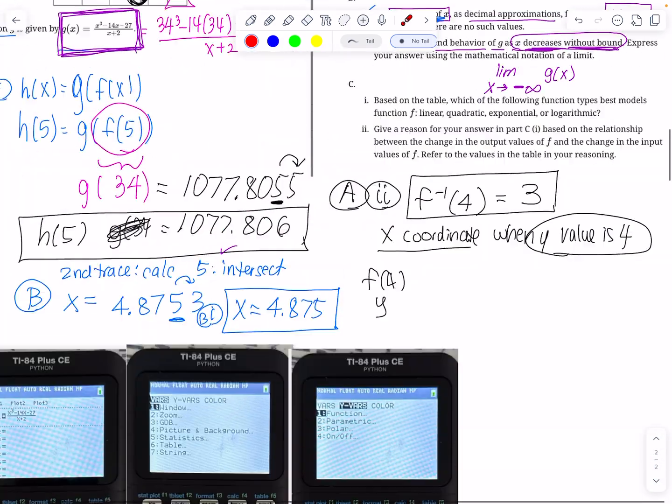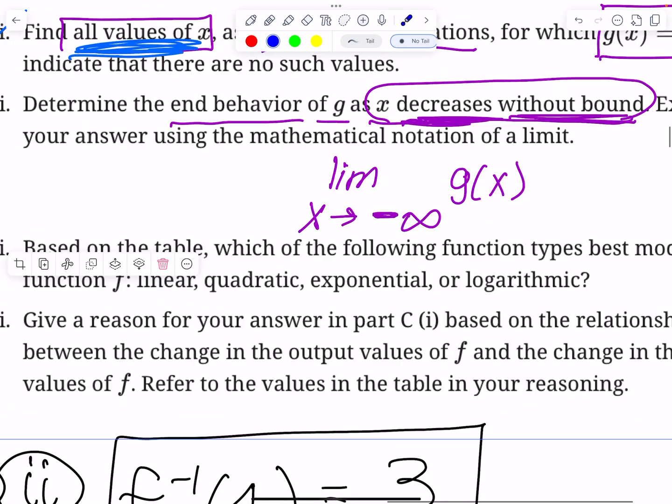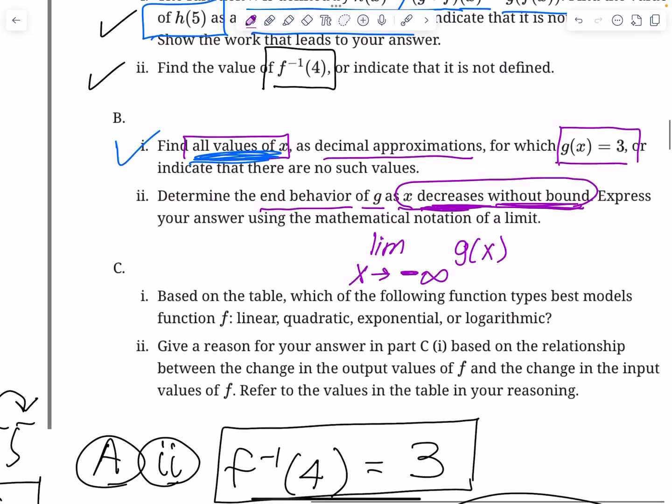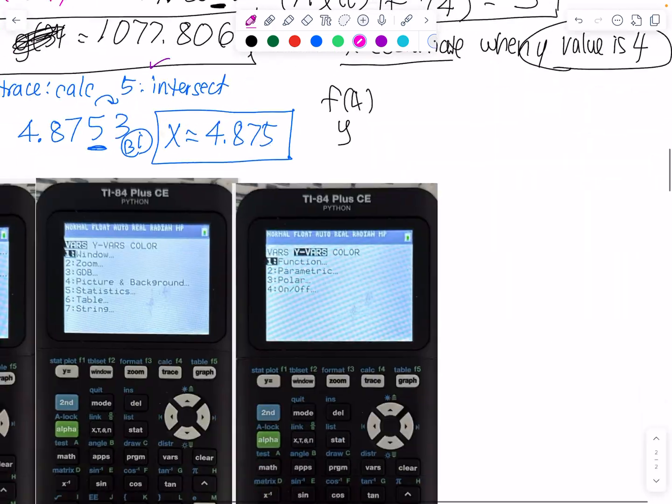So let's go ahead and write that using limit notation. So the limit as x approaches negative infinity for g of x is positive infinity. Now, just for practice, what if the question was something like x increases without bound? Then it would be the limit as x approaches positive infinity for g of x. And let's see what that looks like on the graph.